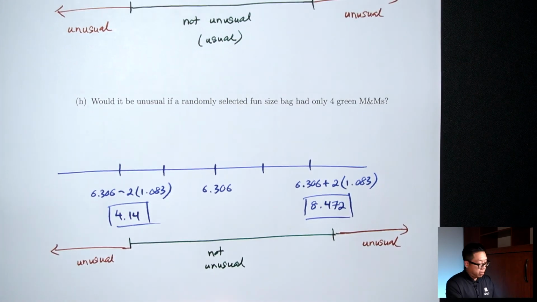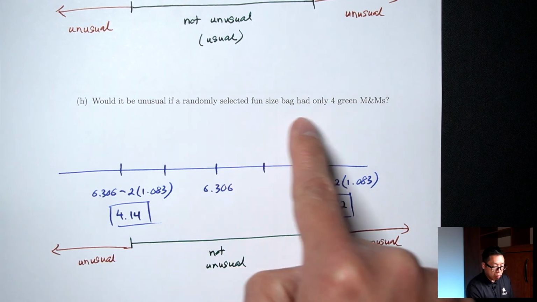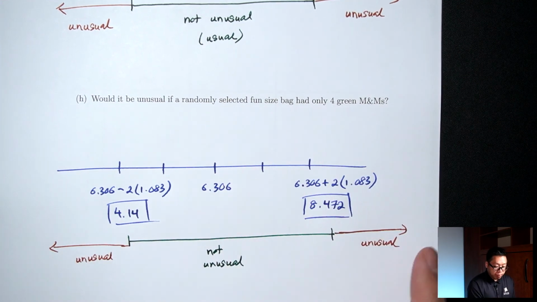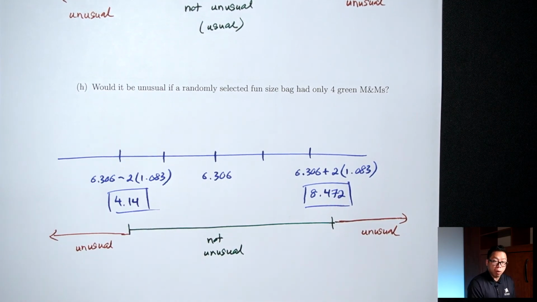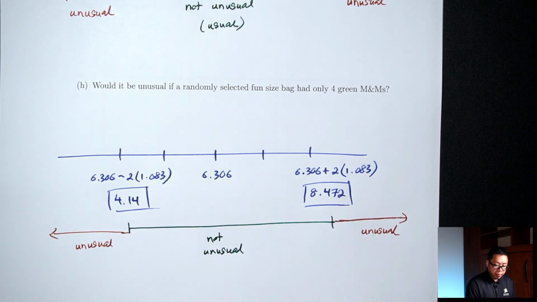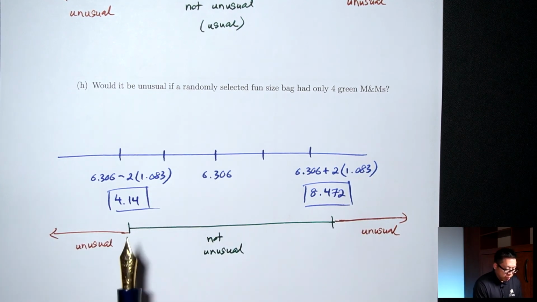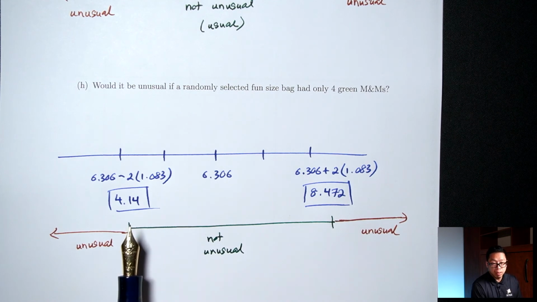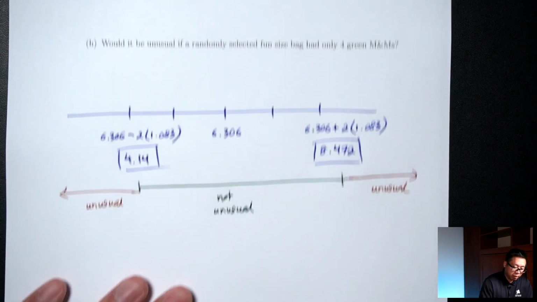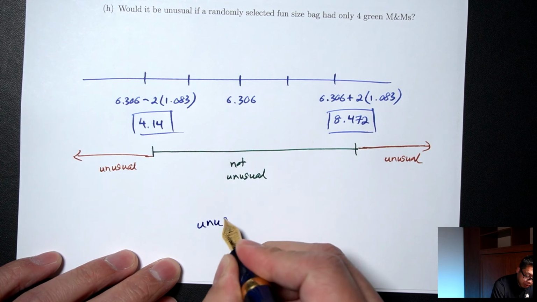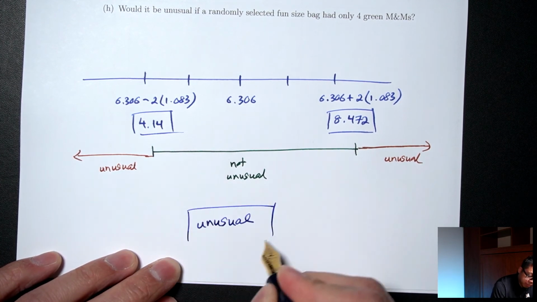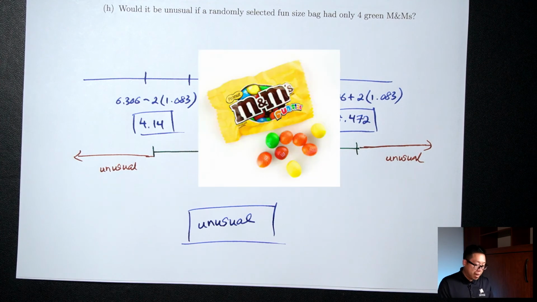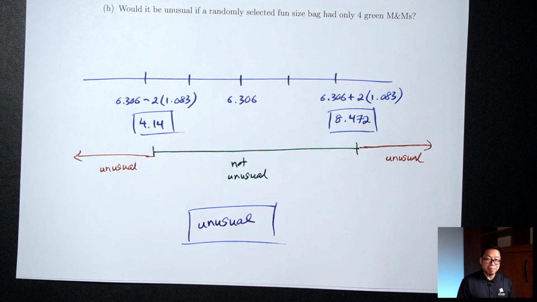And now to answer the question. Would it be unusual if a fun-sized bag only had 4 green M&Ms? So where's 4? Is 4 in the not unusual zone, or is 4 in the unusual zone? Where's 4 on this number line? Here's 4.14. Where's 4? 4 will be to the left of that, which will put it in the unusual zone. So it will be unusual. So if you open up a fun-sized bag and you only have 4 green M&Ms, that's something pretty rare. That's something pretty unusual. And I would be mad.